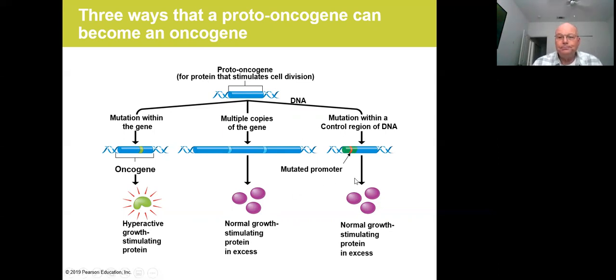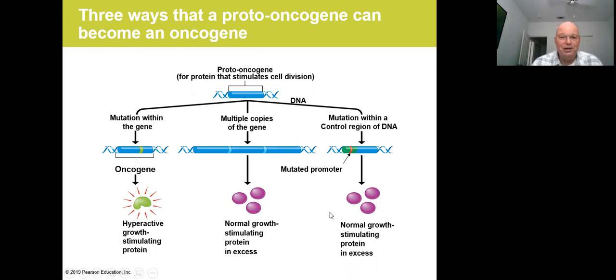Or you have a single copy of the gene and you get a mutation in the regulator region of the gene, and that changes the expression of the gene so that it gets overexpressed and you get far more protein than you ought to. And again, it's going to overstimulate the cell so that it's going to overgrow and overdivide.